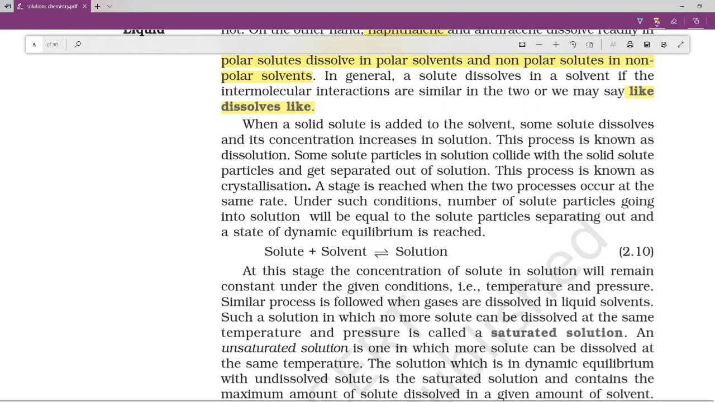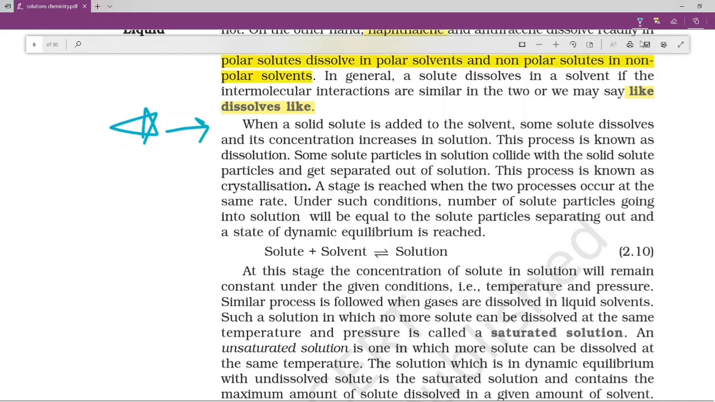Now, one important concept is given here, which you need to keep in mind. When a solid solute is added to the solvent, some solute dissolves and its concentration increases in the solution. Concentration we have already discussed in our previous video: what are the various ways to express the concentration? This process is known as dissolution.